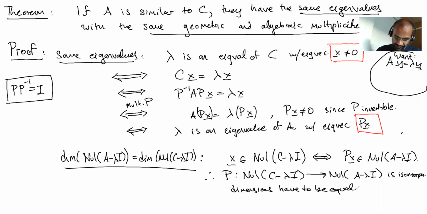So we just finished the proof that they have the same eigenvalues and the same geometric multiplicity. Any questions about these? So this first statement is from what we did above. Again, similar means P inverse A P equals C.